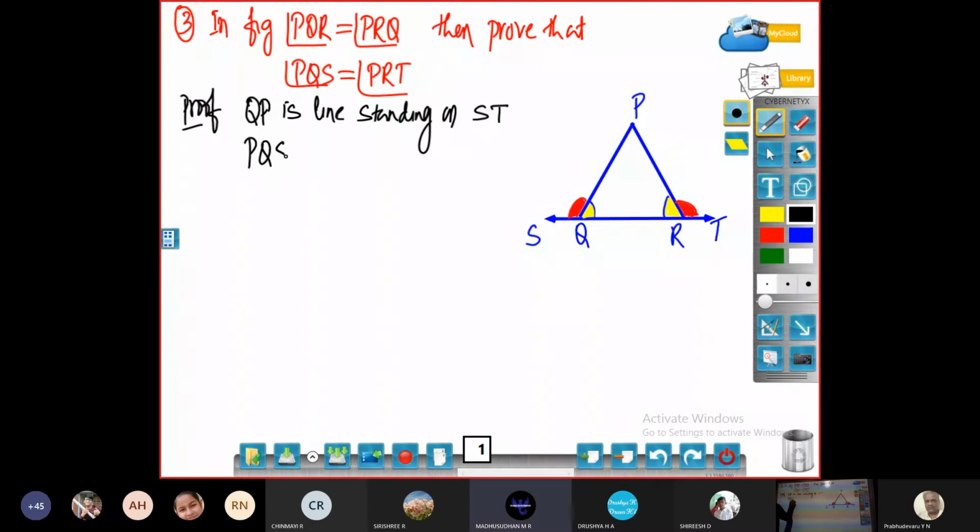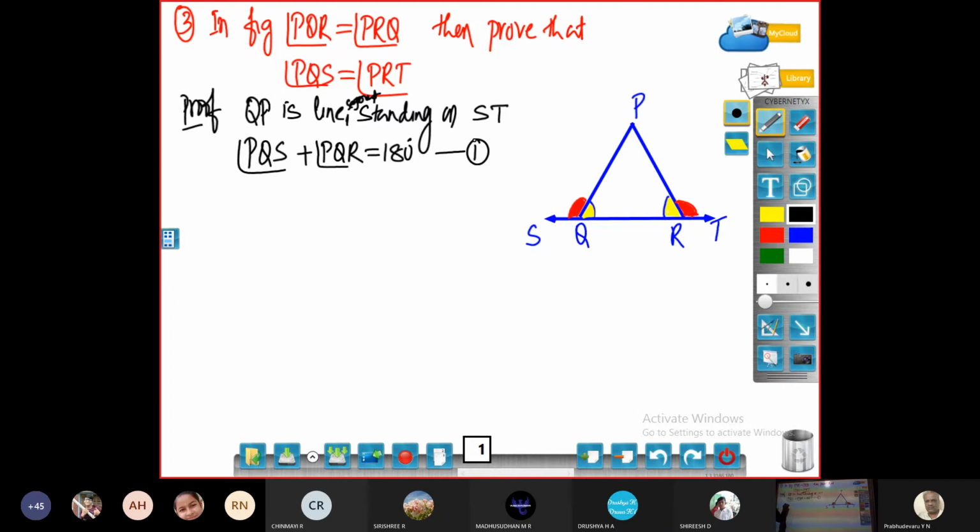Sir, PQ should not be a line, no, sir? It is a line segment, no, sir? QP, line segment, yes, line segment only. You can mention here if you want, line segment. Okay. PQS plus PQR is equal to 180 degrees. So you call this equation number 1.